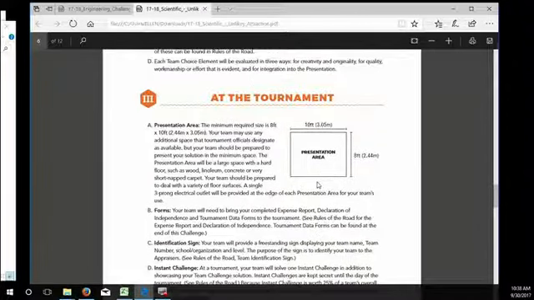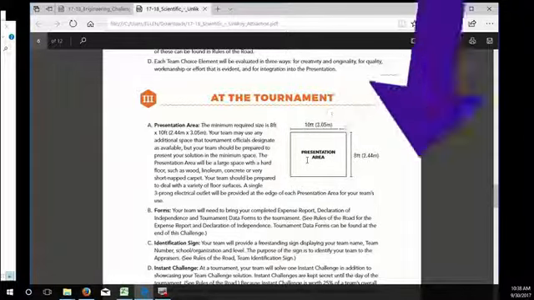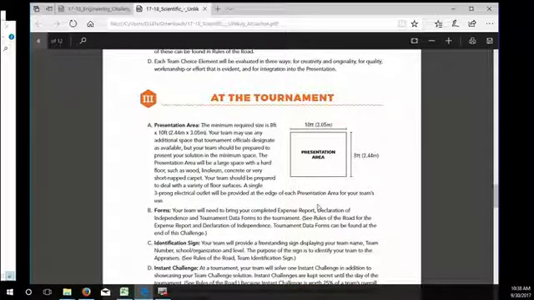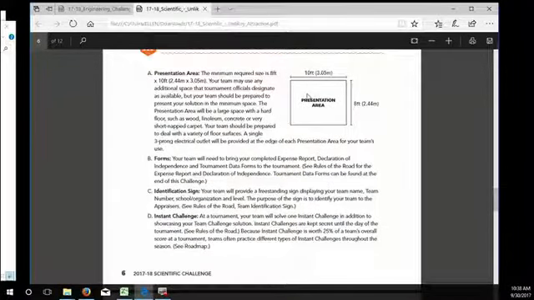what they need to know about being at the tournament. One is the presentation area, how big it has to be, whether or not it has to be taped off, that sort of thing. Just so you know, this is a minimum. This is a minimum area. In most cases, they'll have more space than that, but we have to provide at least that much space.